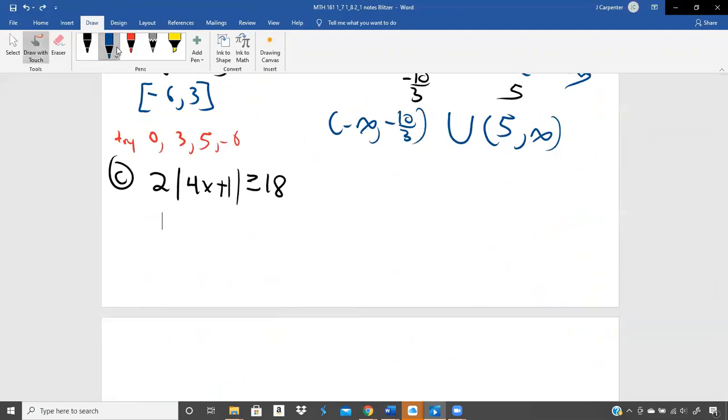All right, so this is 2 times the something with the absolute value, so we've got to divide both sides by 2. And that'll give us the absolute value of 4x plus 1 is greater than or equal to 9. I'm just going to go down the page.